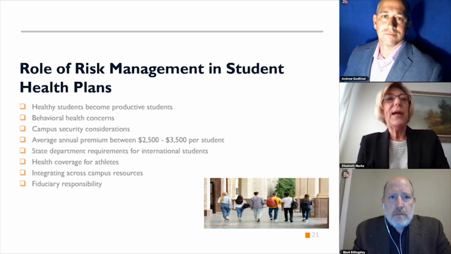In addition, health coverage for athletes. I know most universities already provide athletic insurance, but that just covers injuries due to sports activities, whereas it's also important for a student to have basic health coverage so that they can stay healthy and continue to play sports.